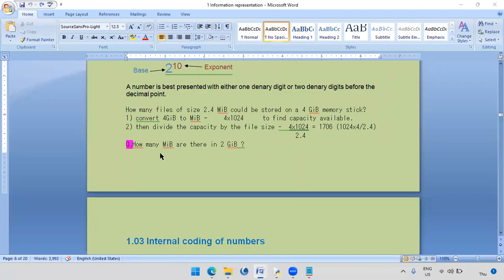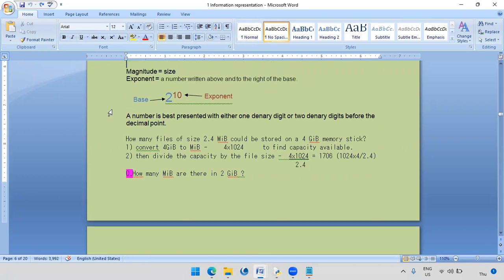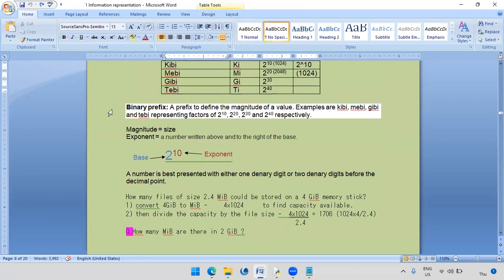Yeah, so it's easy. How do you do 2 gigabytes? 1 gigabyte is how many megabytes? Let's look at the chart. 1 gigabyte is 1024. The step is 1024. Each step is 1024 megabytes. So if it is 2 gigabytes, 2 into 1024. So the answer here is 2 into 1024 megabytes.